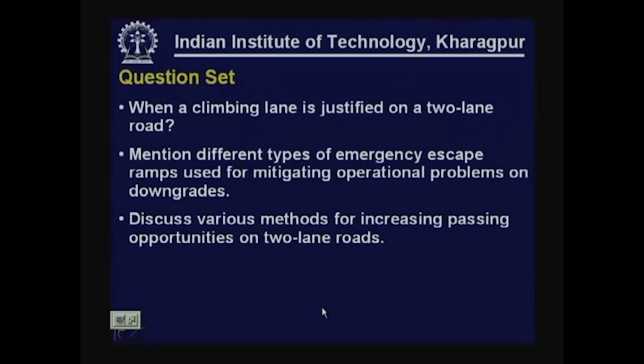Now, some questions for you to answer. When a climbing lane is justified on a 2-lane road, mention different types of emergency escape ramps used for mitigating operational problems on downgrade and discuss various methods for increasing passing opportunities on 2-lane roads. Try to answer these questions. We will discuss the answers during the next lesson.